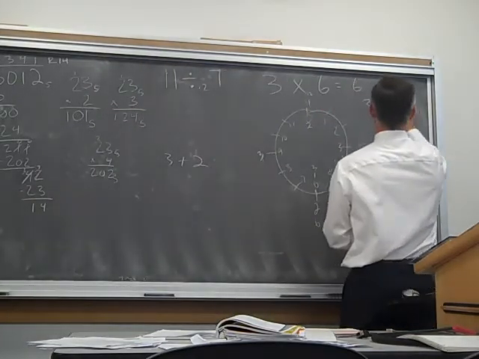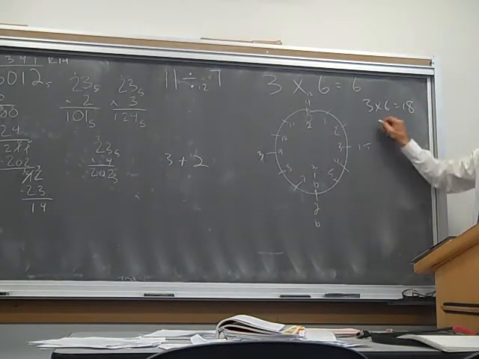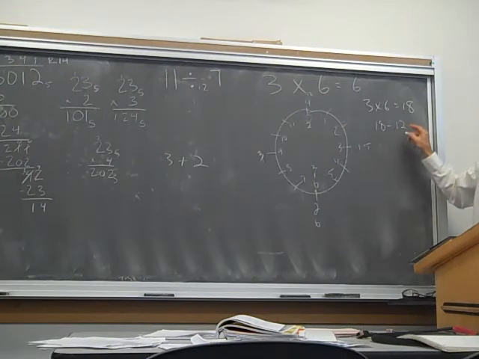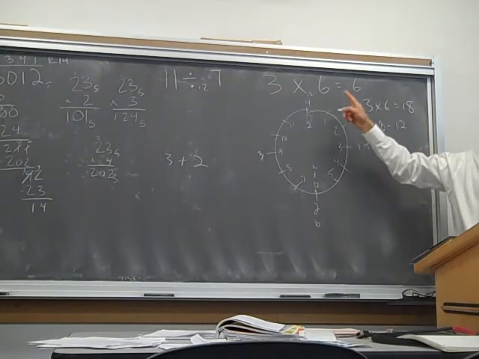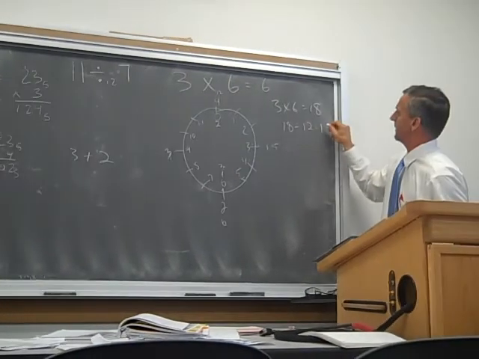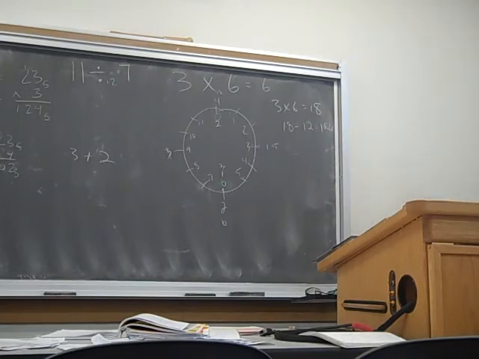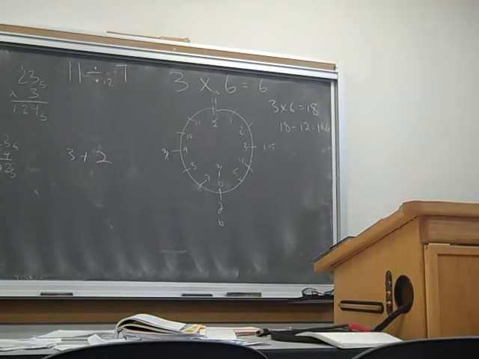18. Okay. And then 18 divided by 12. Why 12? Because of the base. Because that's the clock. And what do we get? 1 with a remainder of 6. Remainder 6. And another way that we can call clock arithmetic is remainder arithmetic. And so we just write the remainder. That's another way to do clock multiplication.